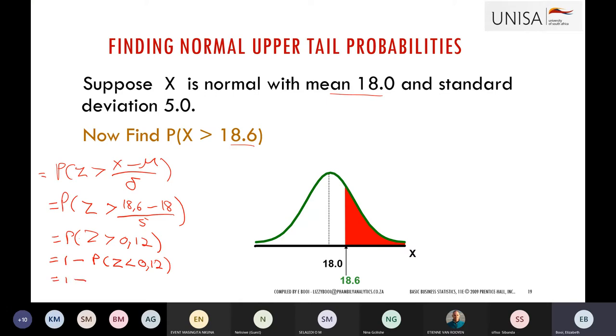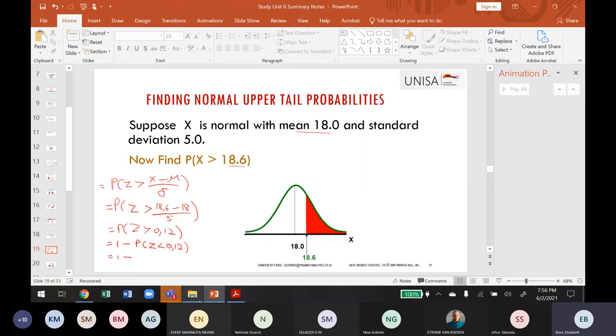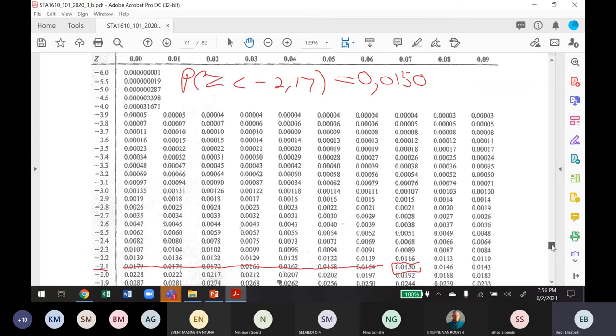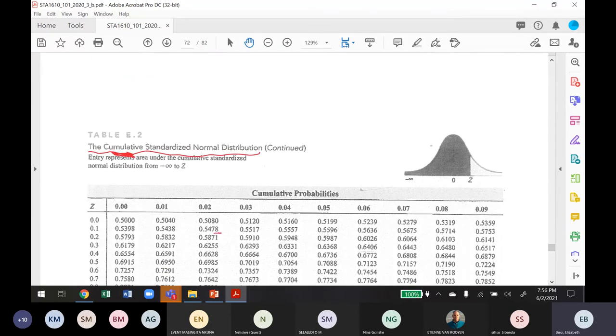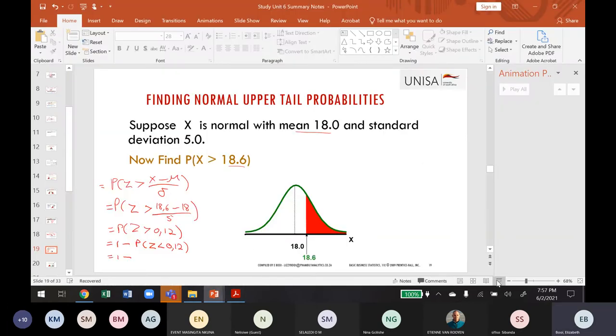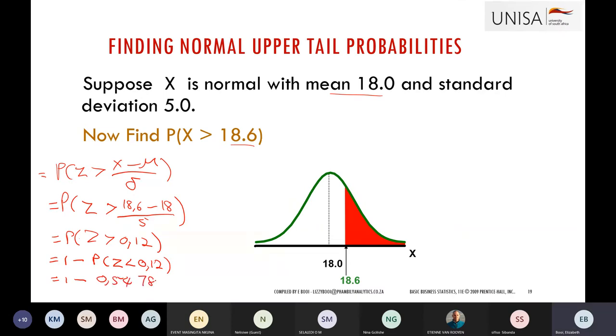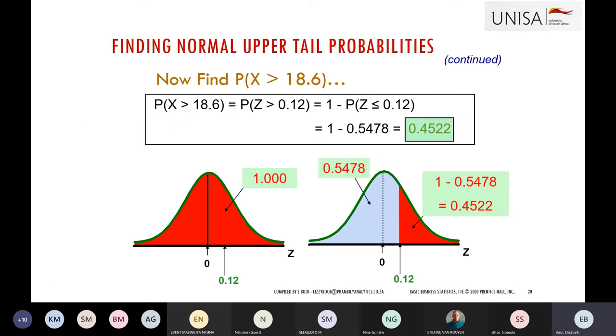1 minus, then I must go to the table. We go look for 0.12, which we will find on the positive side of the table. The value for 0.12 is 0.5478. So we go back here, 0.5478, and therefore, that probability will be equal to 1 minus 0.5478, which gives us 0.4522.